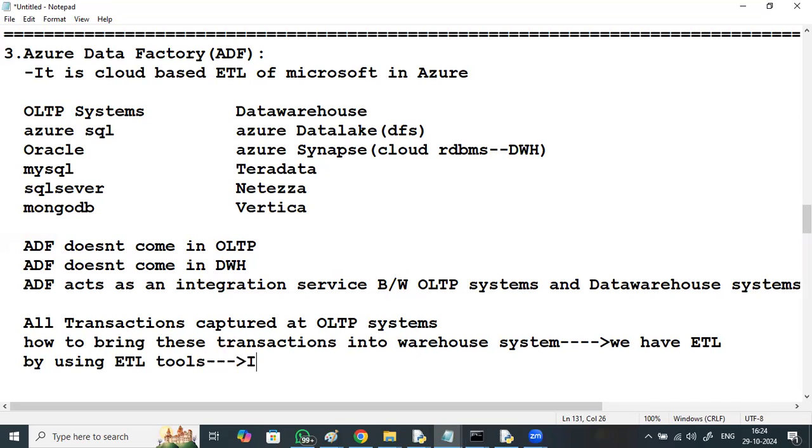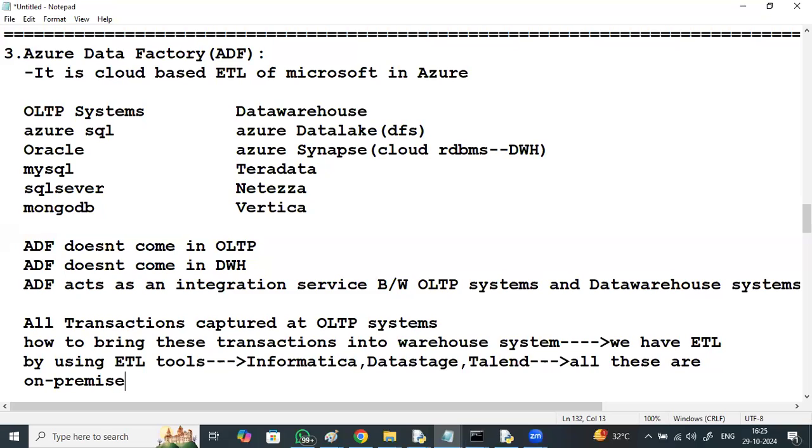What are the ETL tools? Like Informatica, DataStage, Talend. All these are on premises ETL tools.